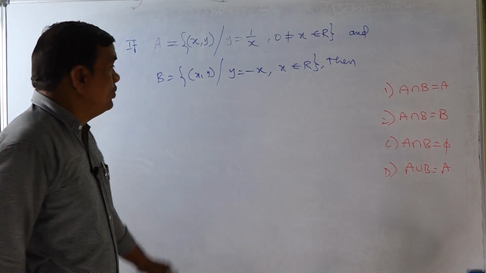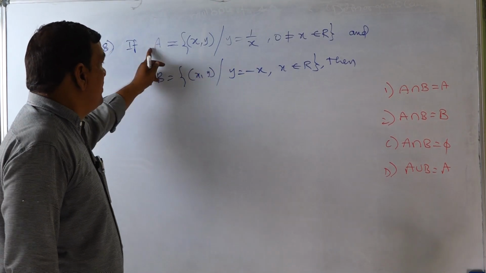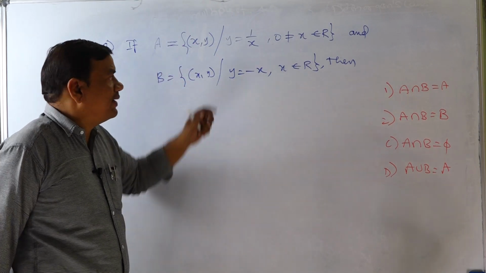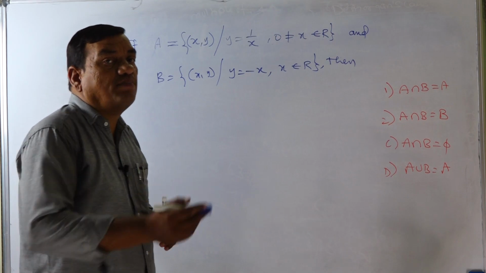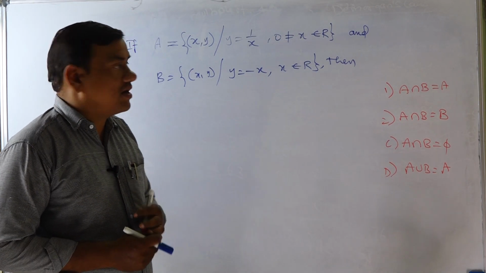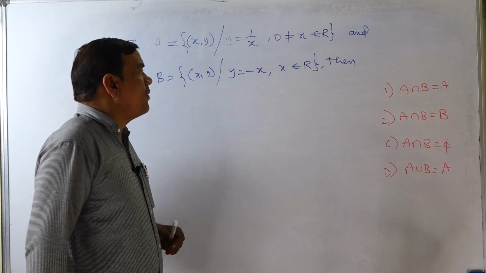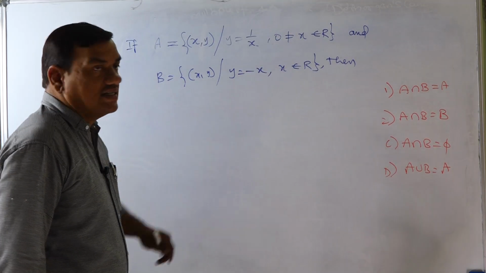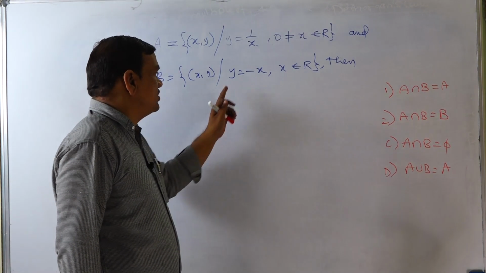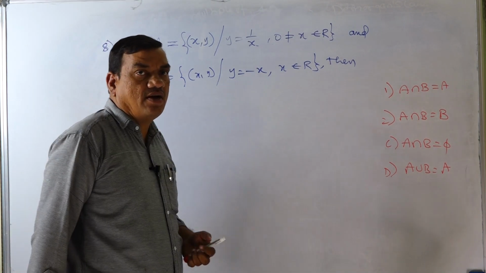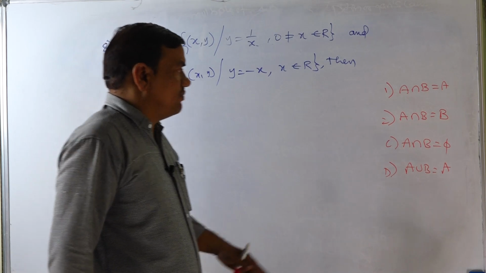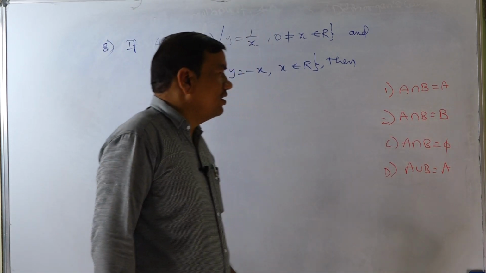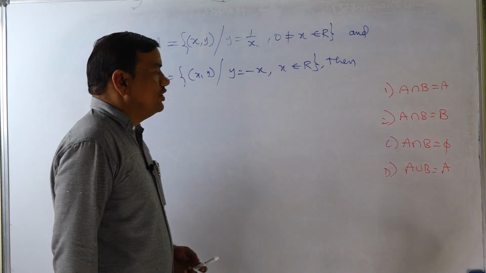Dear students, welcome to 8th problem. If A is a set containing the ordered pairs x comma y, I will tell what is meant by an ordered pair in the next chapter, relations. There we will come across it. So y is equal to 1 upon x, where x not equal to 0 and x belongs to real numbers. And B is a set containing ordered pairs x comma y such that y is equal to minus x, where x belongs to real numbers. Then what is their relation? A intersection B is equal to A, A intersection B is equal to B, A intersection B is equal to null set, or A union B is equal to A.